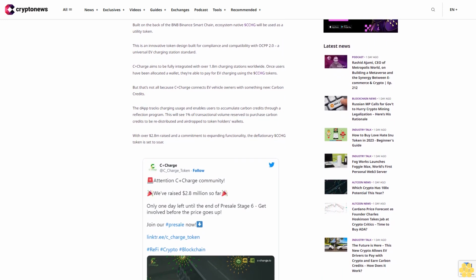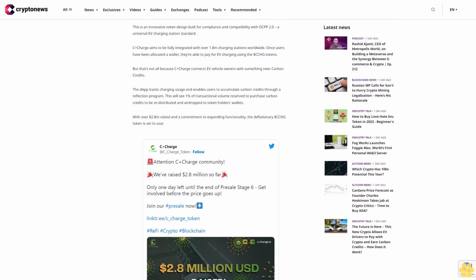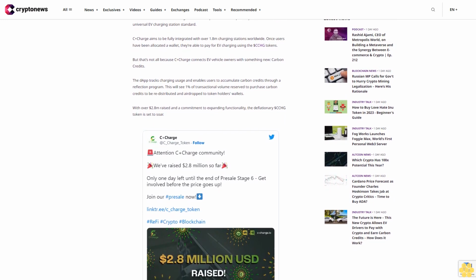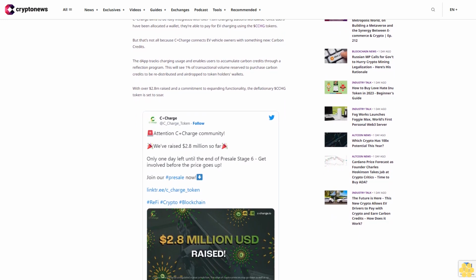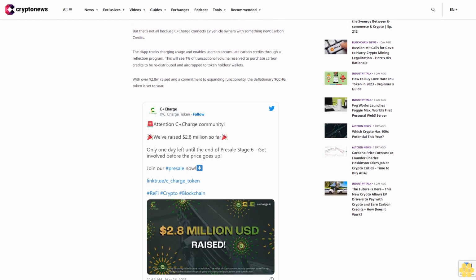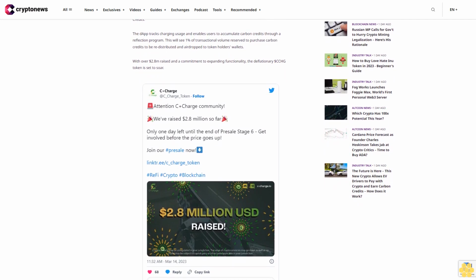C+Charge has already published its ambitious project roadmap, and there are exciting plans coming following the completion of the presale. First and foremost, the first CEX launch will go live on March 31st. But additionally, there are upcoming plans to announce charging hardware partnerships ahead of the rollout of the first C+Charge electric chargers. Stage 6 ends in 24 hours.